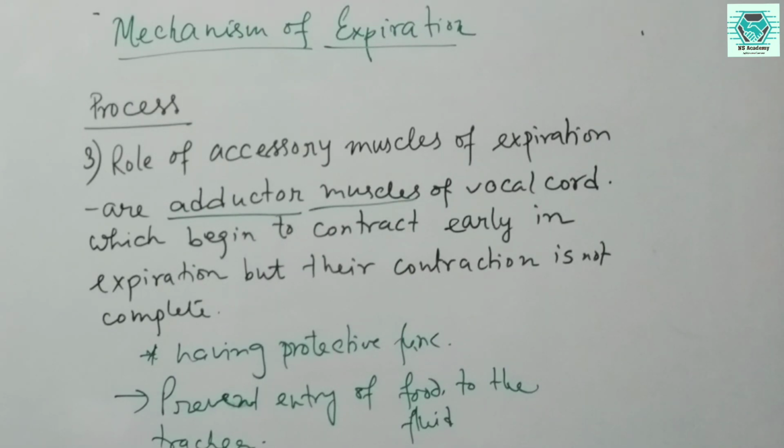Basically, expiration is done by two types of muscles, that is the anterior abdominal wall muscles and the internal intercostal muscles.